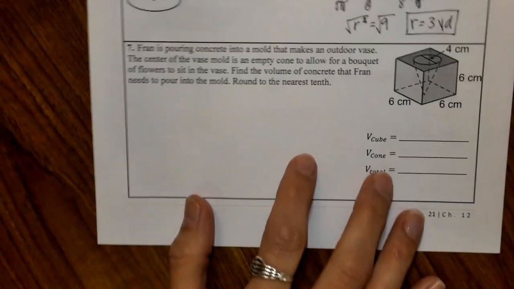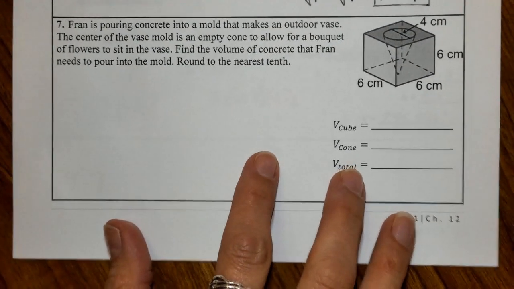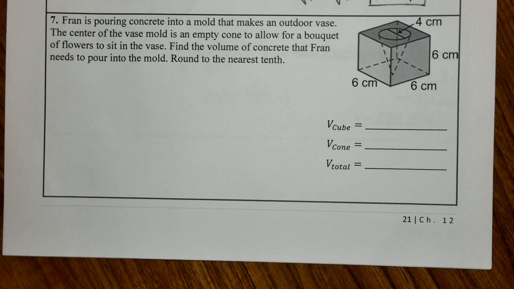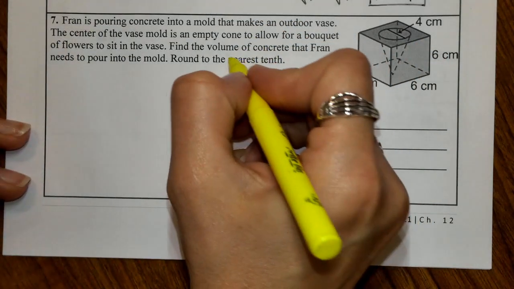All right, number 7, the final one here. Fran is going to pour concrete into a mold that makes an outdoor vase. The center of the vase mold is an empty cone to allow for a bouquet of flowers to sit in the vase. We're going to find the volume of the concrete that Fran needs to pour. We're going to round to the nearest tenth.